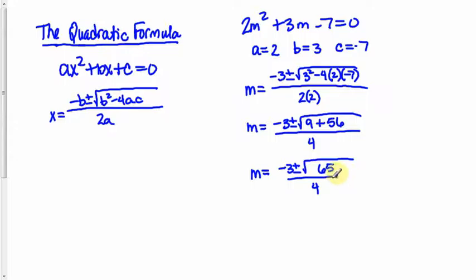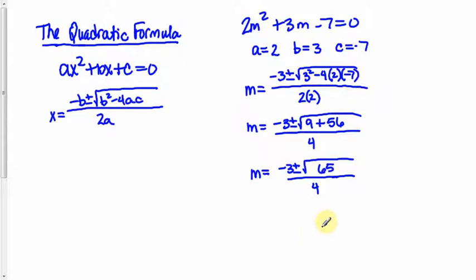Now, are there any perfect square factors in 65? 4, 9, 16, 25, no. I don't think there are any. So there's no way for me to simplify this.